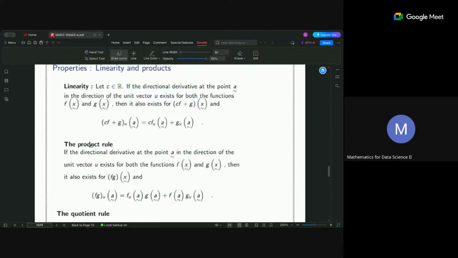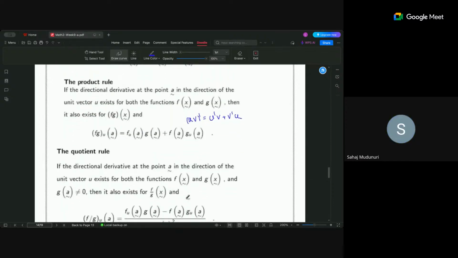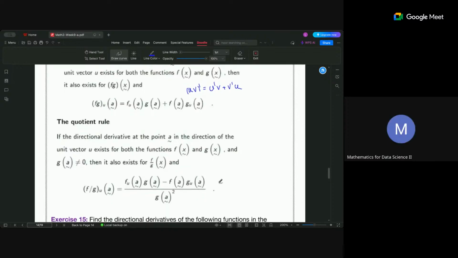Just like the partial derivatives or the usual derivative, the linearity property is preserved. The product rule is there. The product rule is the usual product rule we have, right? What is the usual product rule? (uv)' equals u'v plus v'u. The same formula applies here as well for the directional derivative. Ma'am, if it applies to the directional derivative, then it will directly apply to the partial derivative. Yes. The same goes for the quotient rule: (u/v)' equals (vu' minus uv')/v squared, the same formula is applicable here as well. Okay, fine.